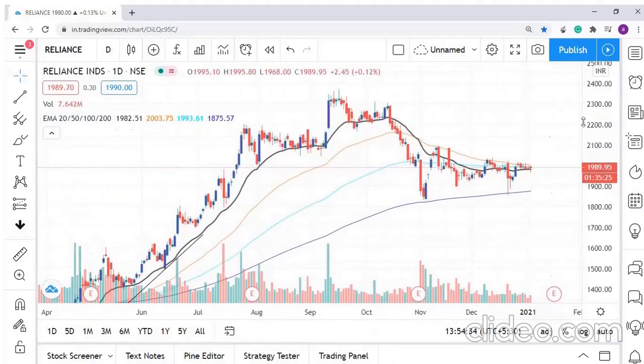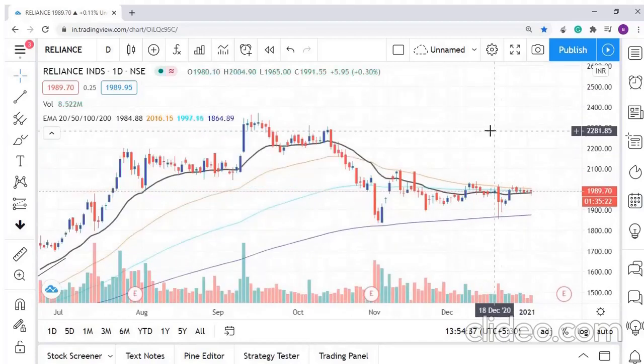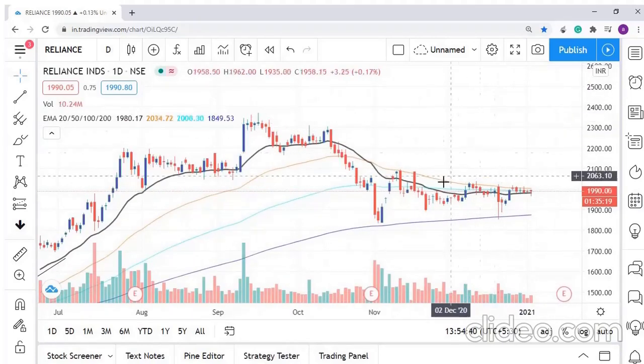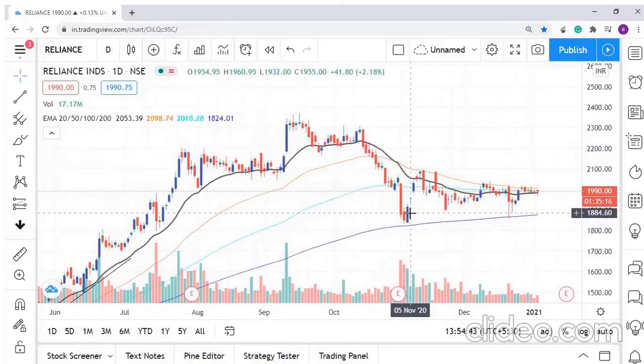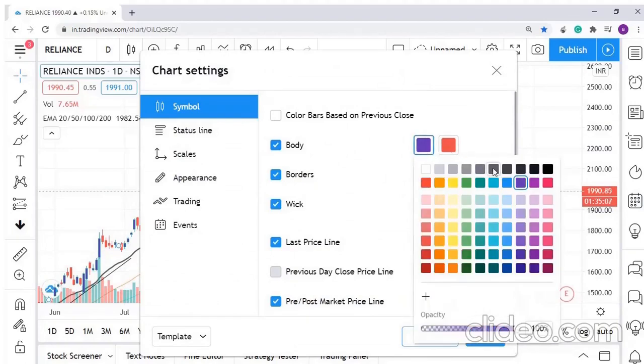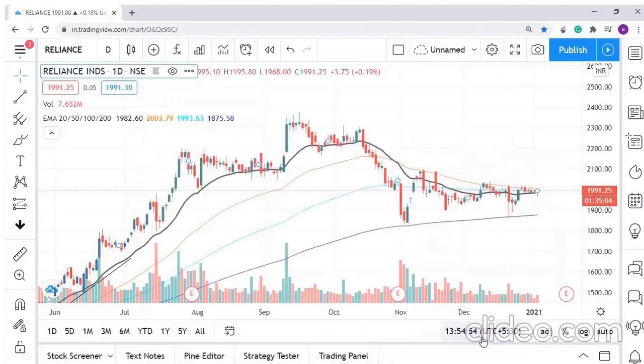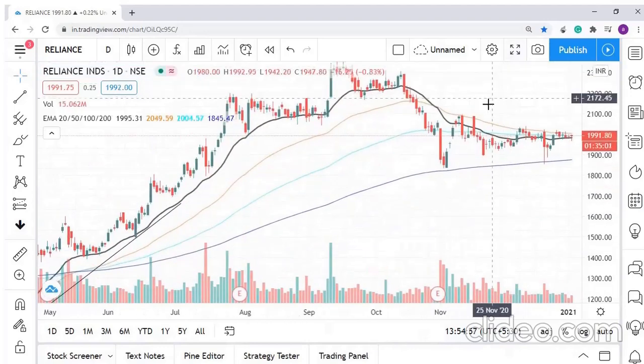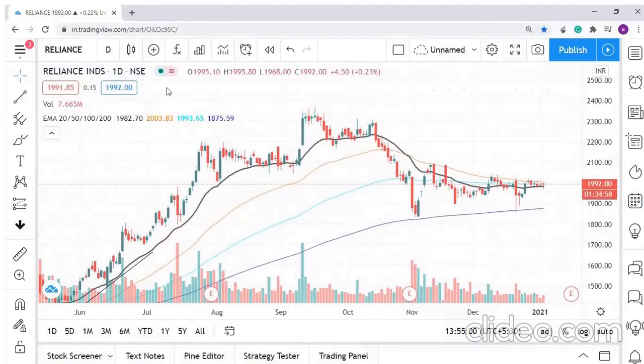You have probably noticed the color of my candles is red and blue. Most people prefer red and green, so let's just change it. For the body of the candle, here we have red and blue. We'll change this blue to green. Okay, so now it's red and green. This website is very user friendly.